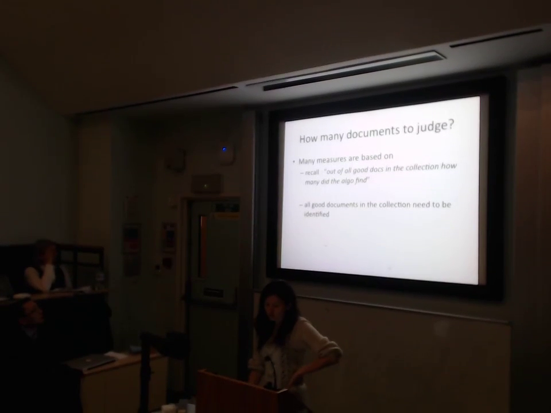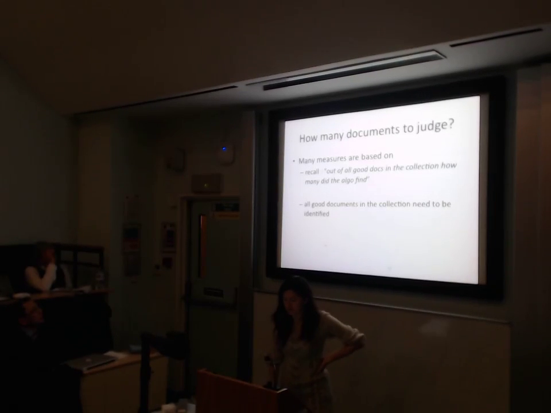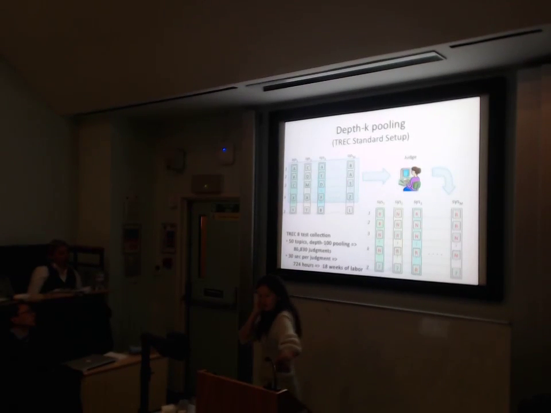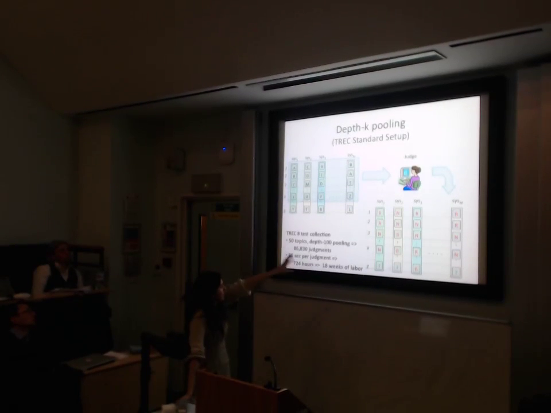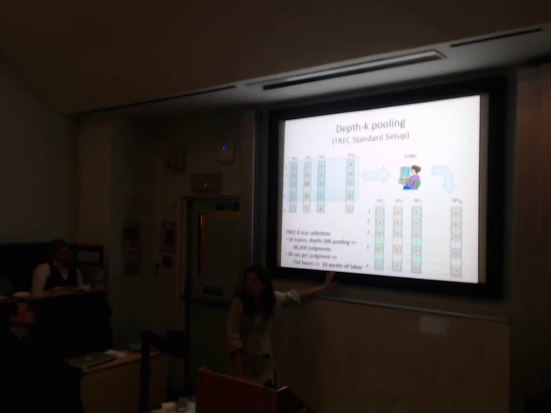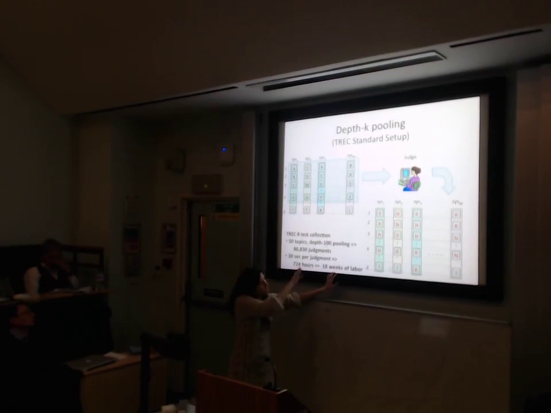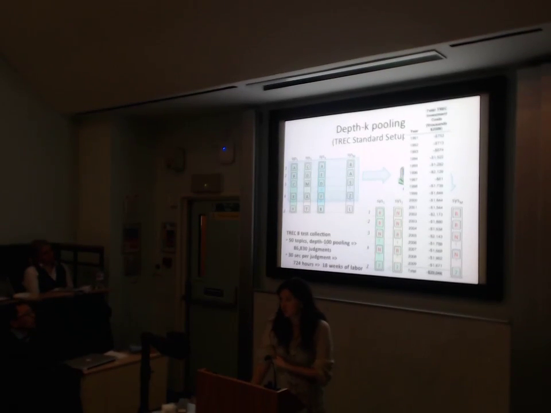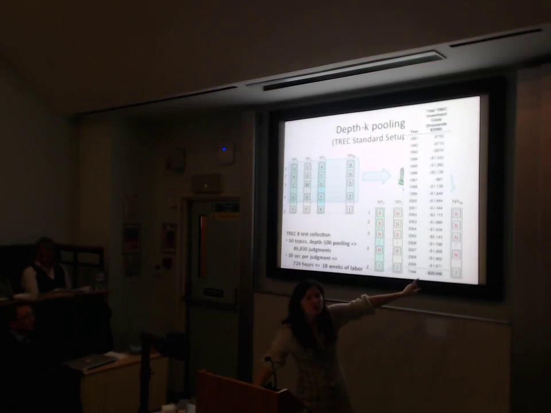Okay, now, how many documents should we judge? We go back to the first question that we asked. As we said, recall is important and it's very difficult to identify these relevant documents quickly and in a cheap manner. And like we said, even if you use approaches like depth-100 pools, it still takes a lot of time to judge the documents in that pool, okay? So you still need a lot of time. And furthermore, you need a lot of money to judge. So even if you use depth-100 pools, it still costs you a lot of money.